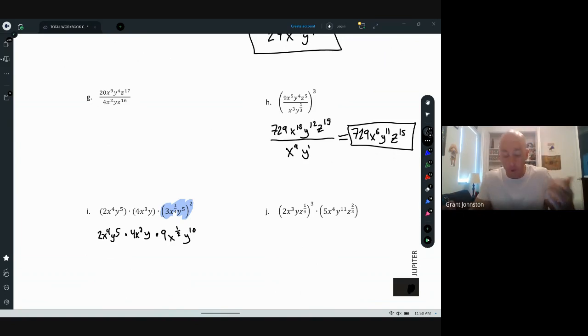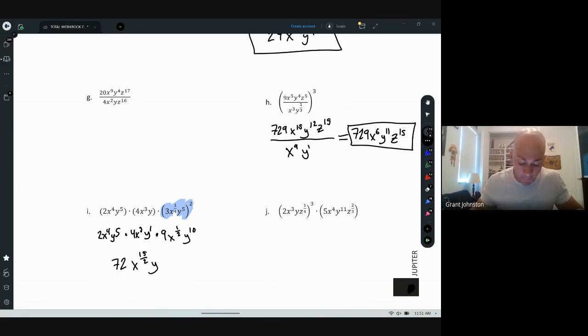So now let me deal with the coefficients. 2 times 4 times 9. Well, 2 times 4 is 8. 8 times 9 is 72. X to the 4th times x to the 3 is x to the 7th plus a 1/2. So 7 1/2. So if I just write that all out, 4 plus 3 plus 1/2 is 7.5. Convert it to an improper fraction. That's going to be 15 over 2. So I'm going to write x to the 15 over 2.